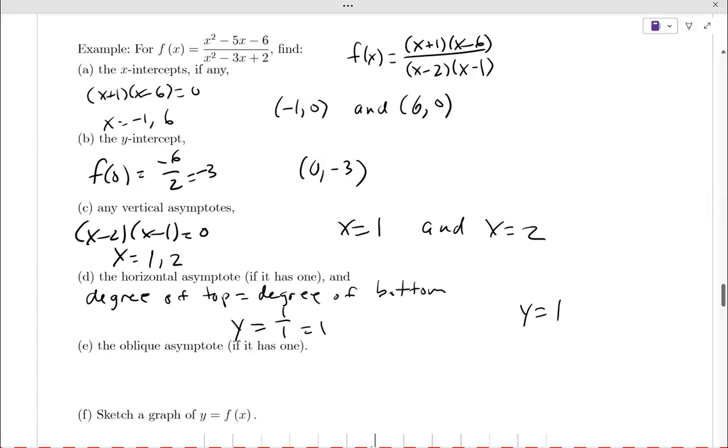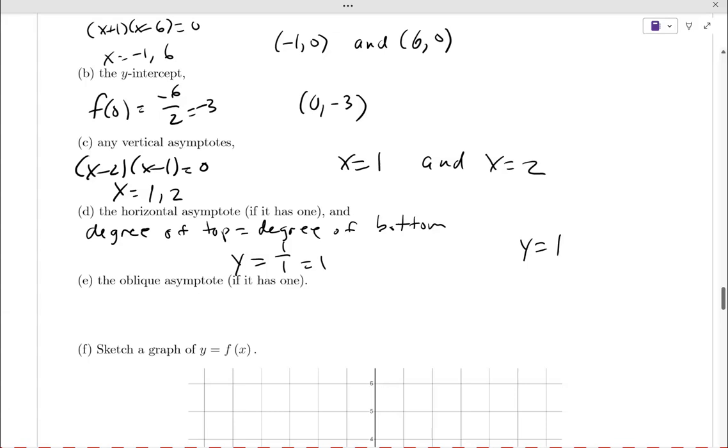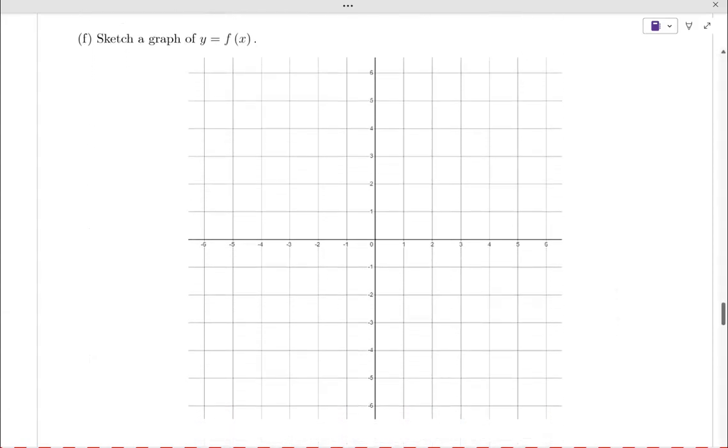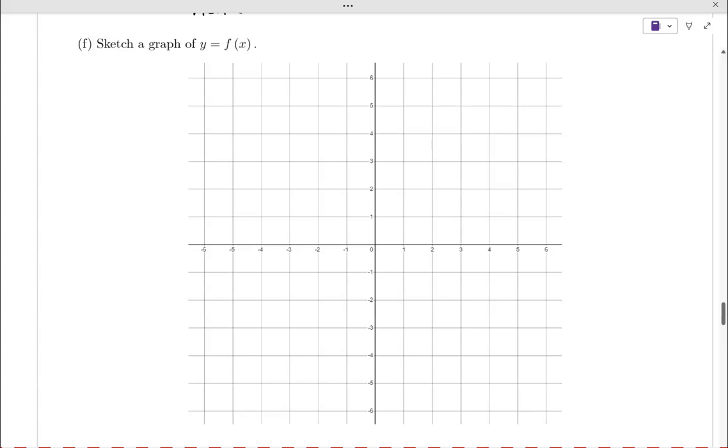And again, if it has a horizontal one, it can't have an oblique. The oblique asymptote, again, is a very, very special case. The degree of the top has to be exactly 1 bigger than the degree of the bottom. That's when you get an oblique. Okay? All right, let's see if we can put all these pieces of information together. Got lots of information. We should get a fairly decent sketch of the graph here.